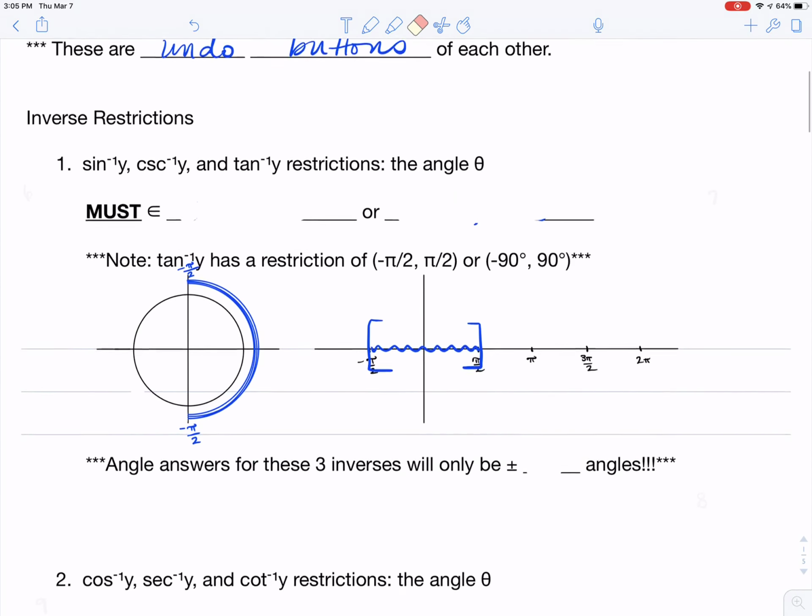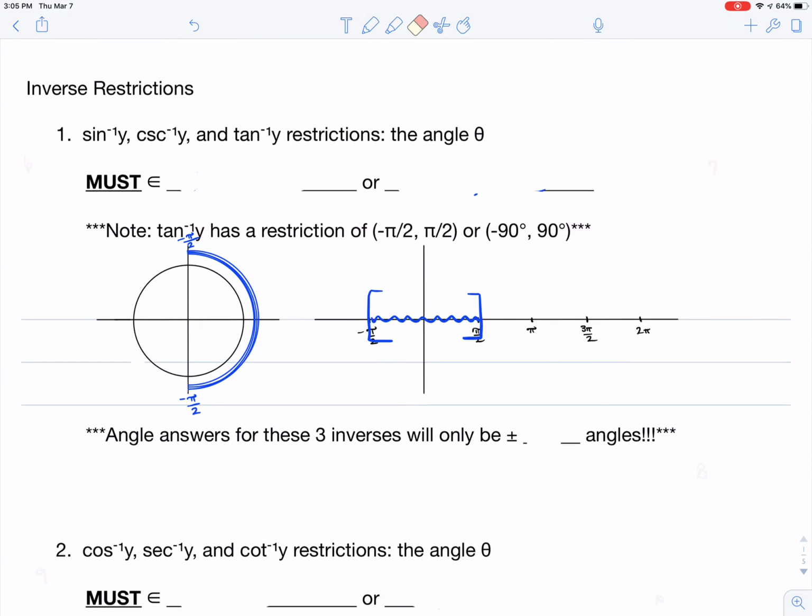Now we have some inverse restrictions that I'd like to go through. The first set of restrictions is simply for sine inverse, cosecant inverse, and tangent inverse. They all 3 have the same restriction. The angle theta, remember all 3 of these is equal to an angle, must be an element of, that's that symbol there, or must lie in the interval from negative pi over 2 to positive pi over 2, if we're talking radians, or from negative 90 to positive 90 if we're talking about degrees.